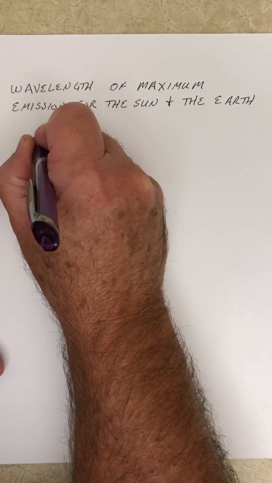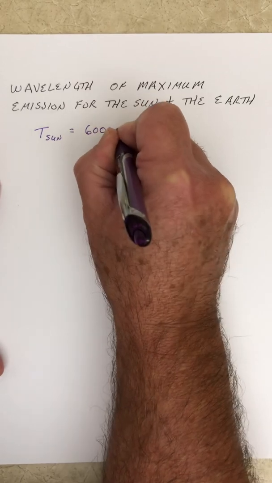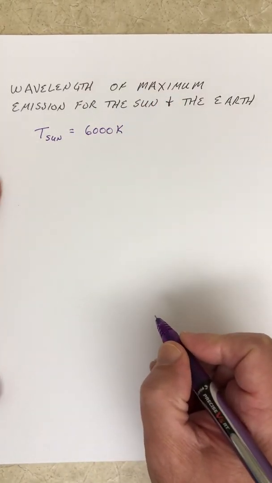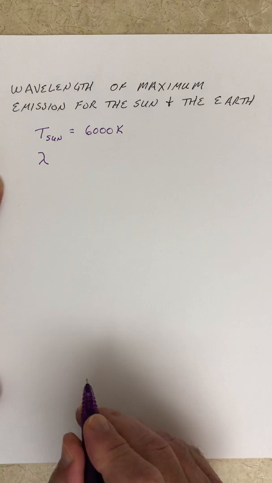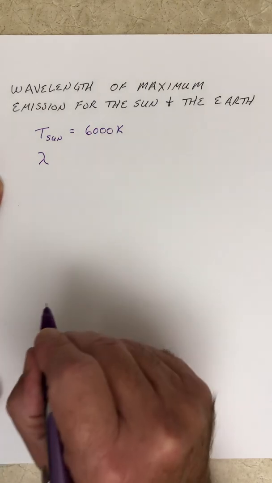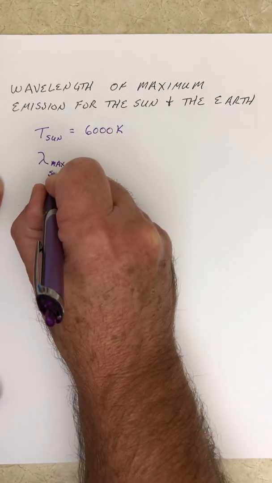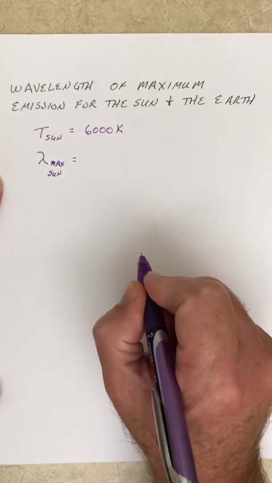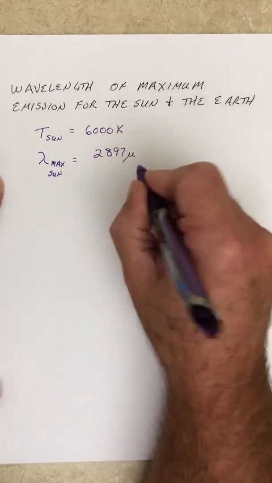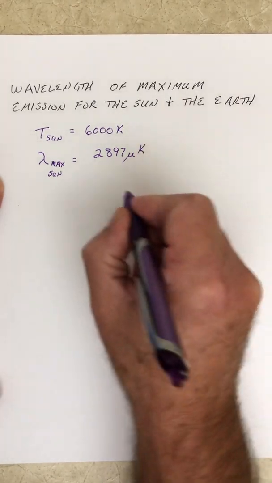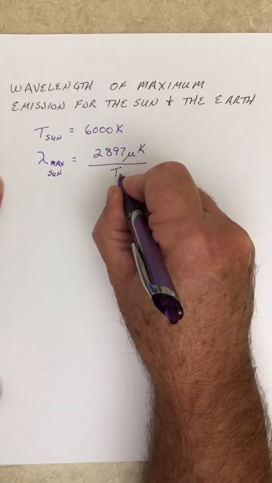If we remember that the temperature of the surface of the sun is approximately 6,000 Kelvin, and we want to calculate the wavelength of maximum emission, we use lambda, which looks kind of like a giraffe. It's a Greek letter to represent wavelength. And we're looking at the maximum wavelength emitted by the sun. Okay, this one's a really simple equation. It's just 2,897 mu, which is for microns, K for Kelvin, divided by the temperature of the object. In this case, it's going to be the sun.